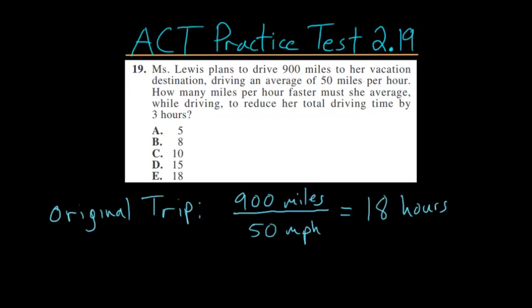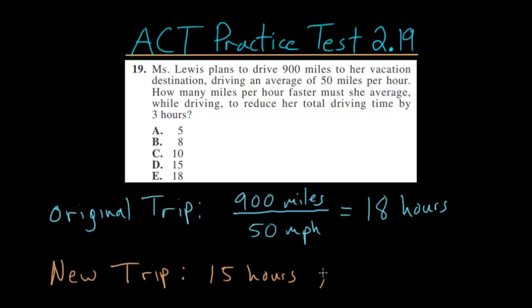So now let's look at the case where we're reducing our trip time by 3 hours. So for our new trip, she now covers this 900 miles in 15 hours. So we just have to figure out what the rate is, or how many miles per hour she has to drive to cover the 900 miles in this 15 hours.